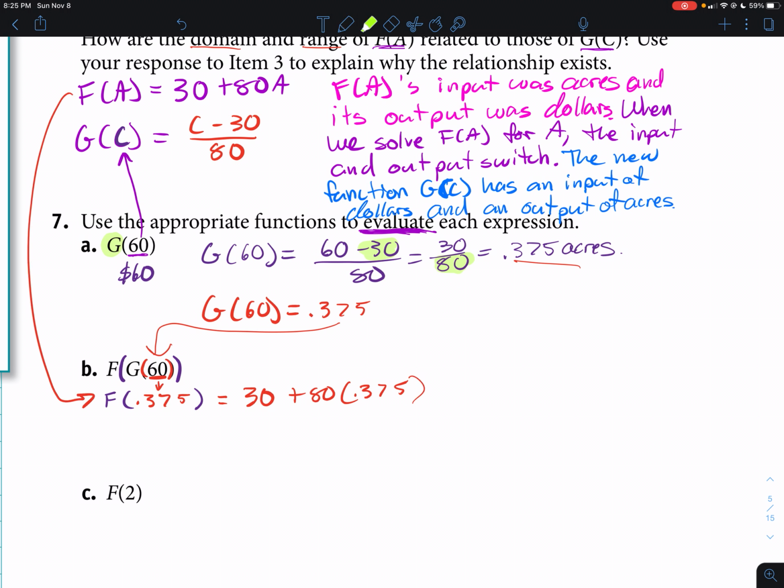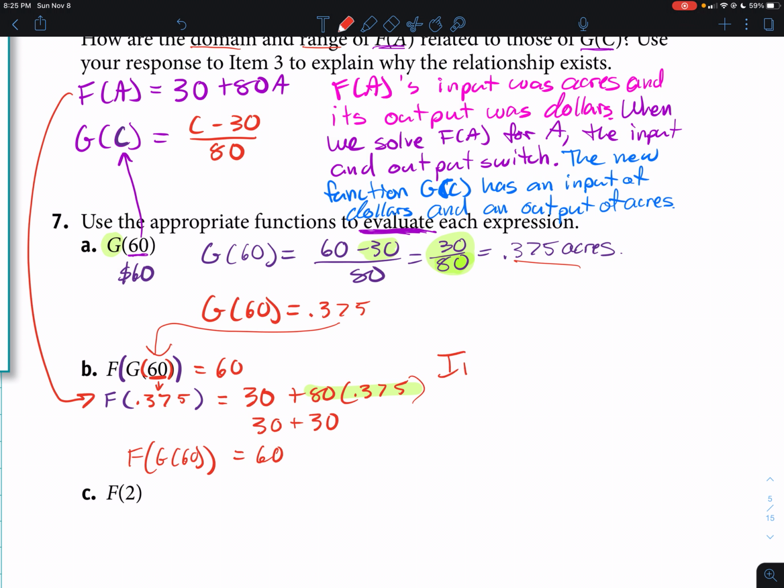So I want you to notice, going backwards here on the previous problem, multiply by 80 and then add the 30, that's what's happening here. 80 times 0.375 is going to give us 30. Then I have 30 plus 30, which is 60. So f of g of 60 gives us 60. Interesting. So this is $60.